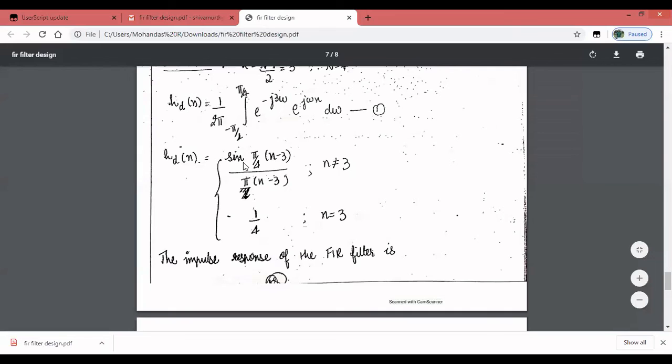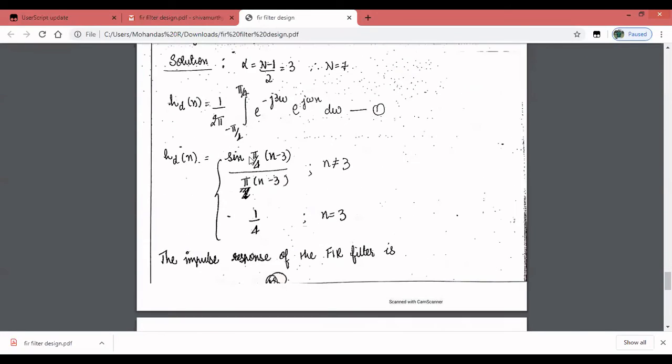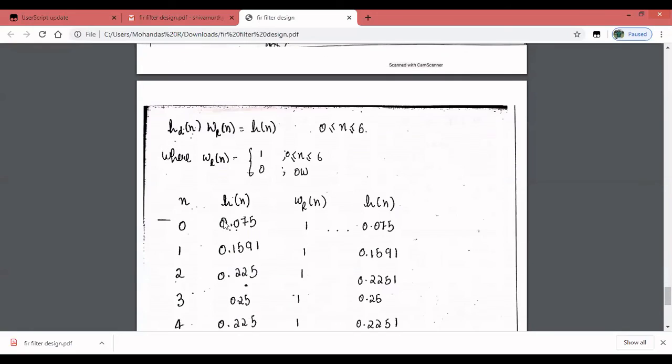So substituting the values from n equal to 0 to 6, I'll be getting my h(n) value. My h(n) value will be 0.075 for n equal to 0. Similarly, substituting for n equal to 1, 2, 3 up to the value of 6, I'll be getting my h(n) values.